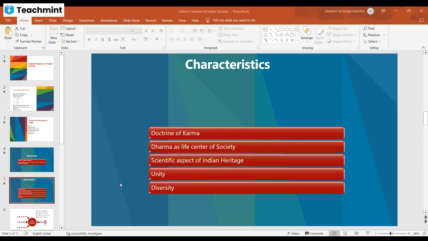Then there is the importance of different animals in Indian society. Mountains, rivers, forest, lake, land, animal: we respect and we worship them. We regard river Ganga as the mother, river Yamuna, river Saraswati, Triveni Sangam.